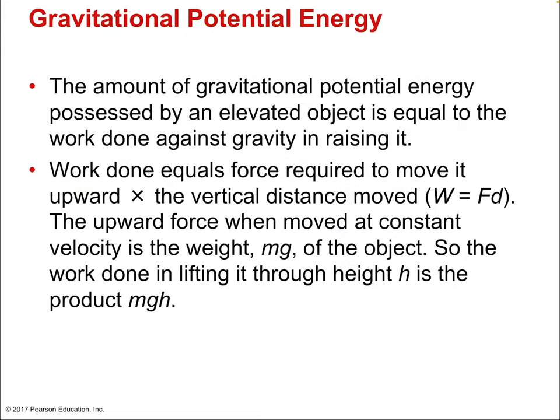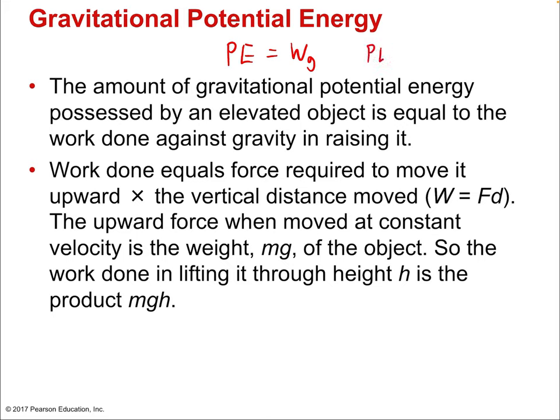So the amount of gravitational potential energy possessed by an elevated object is equal to the work done against gravity in raising it. So it's just equal to the work done by gravity. You get that? So potential energy is equal to the work done by gravity. The work done by gravity is the force times distance. Well, force times distance in this case would be weight times distance, which is change in height. And weight, of course, is mass times gravity.